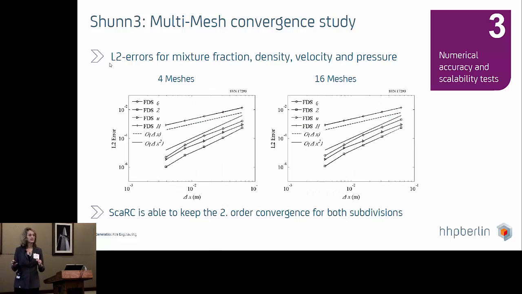And similar to the single mesh case, I did a convergence study. I measured the L2 errors for mixture fraction, density, velocity, and pressure for the different grid resolutions here. What you can see here is the reference line for second order convergence. Both pictures look very similar to the single mesh case, so there is no obvious difference. And ScaRC is really able to keep the second order convergence for both subdivisions. And in fact, it should, because it solves the same system of equations.